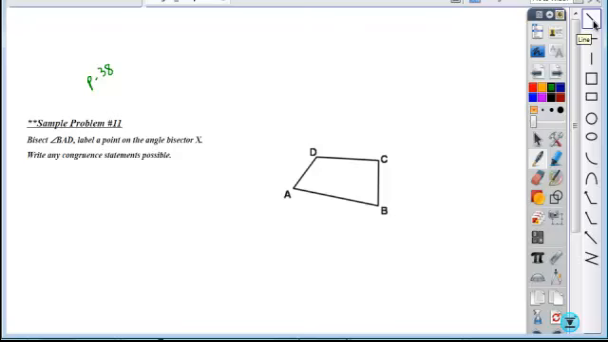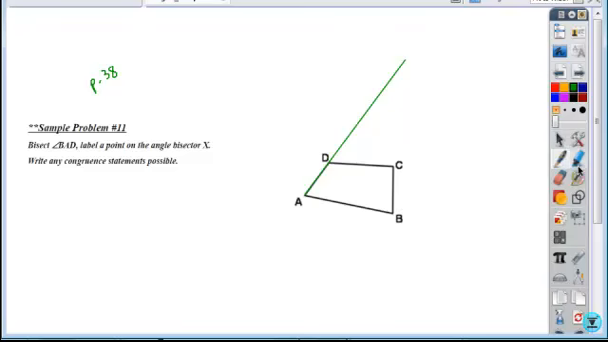This is definitely one of those problems that I would encourage you to extend the side to make it easier to complete your construction. So if you extended side AD, and then perform the steps for bisecting the angle, it may make it a little bit easier for you.